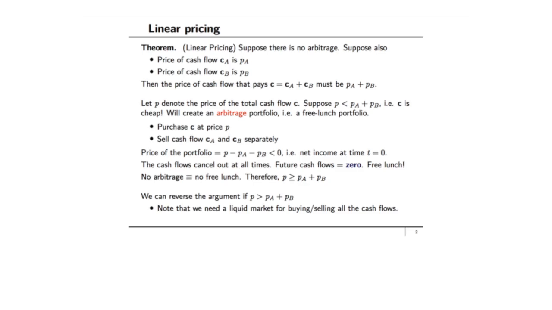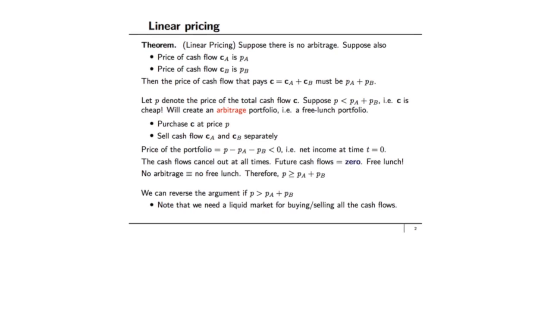In order to price this instrument correctly, we have to use this idea called linear pricing. Linear pricing is a result that allows you to combine prices for different cash flows. Here's what this theorem says. Suppose there is no arbitrage in the market, and suppose there are two different cash flows, CA, which has a price PA, and a cash flow CB, which has a price PB. Then the arbitrage free price for a cash flow that pays the sum of these two cash flows, so C is a cash flow that pays CA plus CB, must exactly be PA plus PB. The prices add up, and this is exactly what is going to be called a linear pricing result.